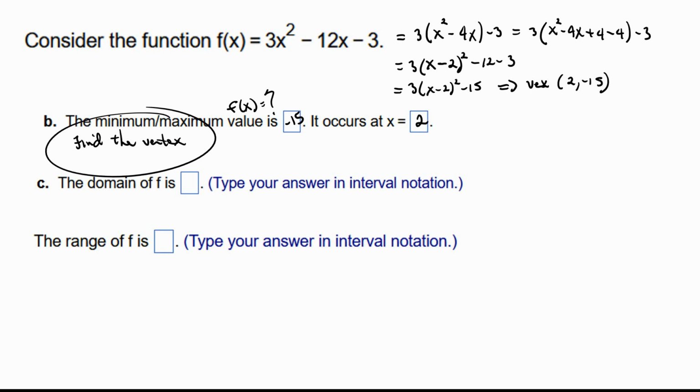Find the domain, and then find the range. Maybe we look at the graph. I'm going to find the vertex. The vertex is 2 comma negative 15. Oh, I got to go down a little bit further. 2, 3, 4, 5, 6, 7, 8, 9, 10, 11, 12, 13, 14, 15. Okay.